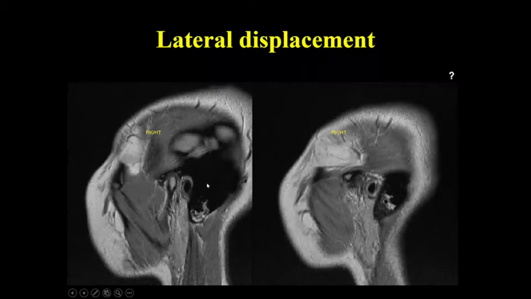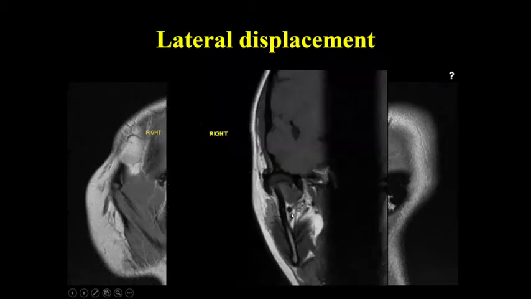With lateral displacement, one of the ways we can describe this is really looking at the external auditory canal. Here's the articular eminence. We can see the condylar head, and here's our deformed disc. This is much easier to see on our coronal image, where you can see the lateral displacement of this disc.